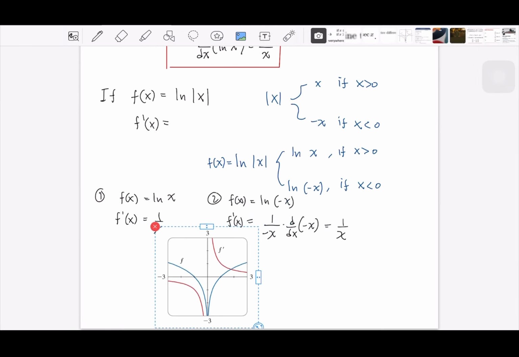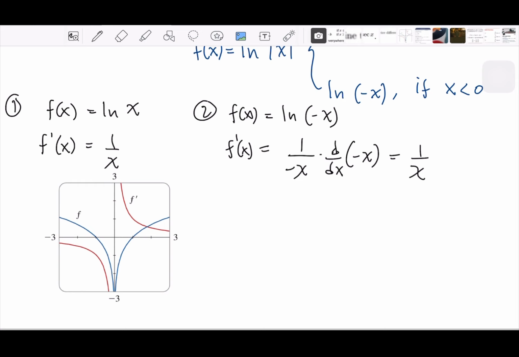this is ln x, this is the mirror, ln negative x, and this will be 1 over x. And if you remember how we observe the graph through the slope, you can see the slope is going to be here, and the slope here is going to be here. Okay? So interestingly, the first derivatives will be the same, 1 over x.